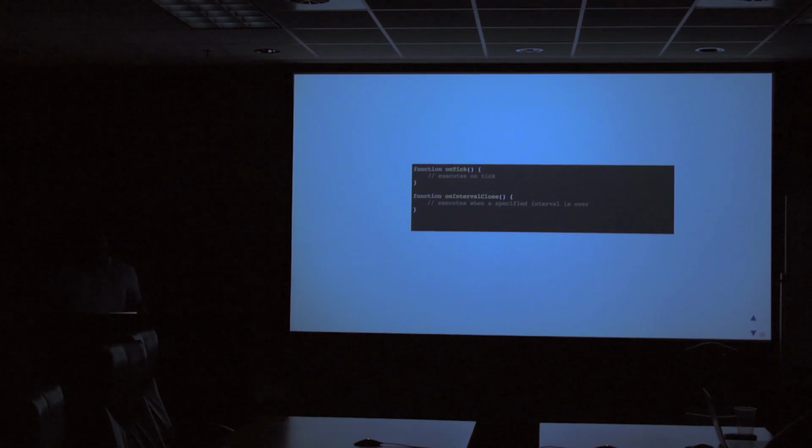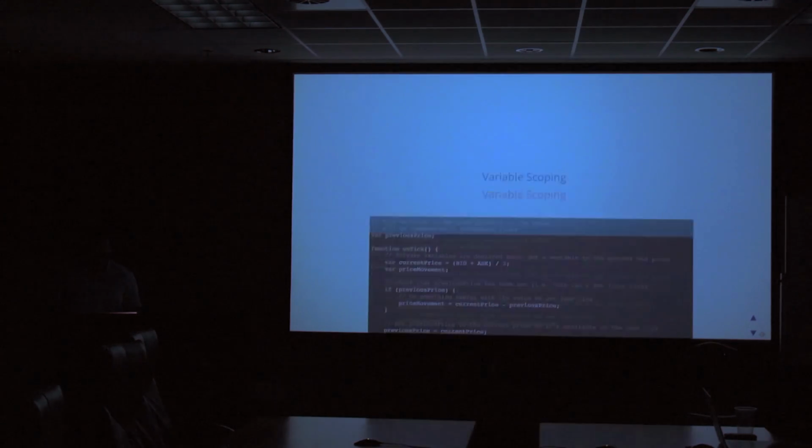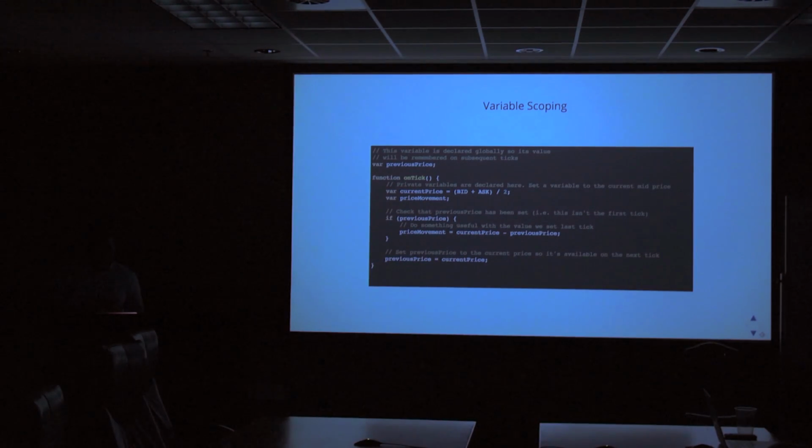And when you look at the penny amount between the bids, which are people trying to buy, and the asks, people trying to sell, it's all over the place. So doing on tick is expensive. On interval is a little less computationally expensive. Within the platform, scoping variables is really important, which it is in JavaScript in general.